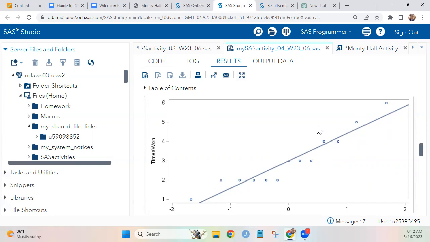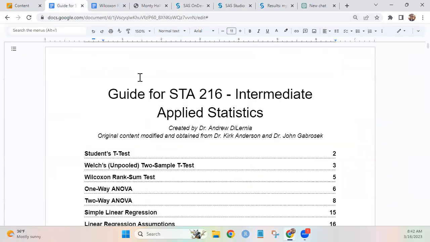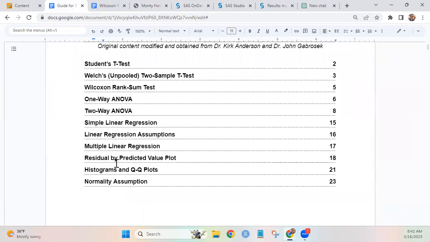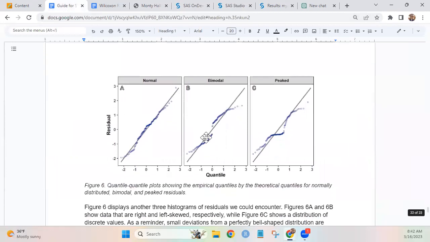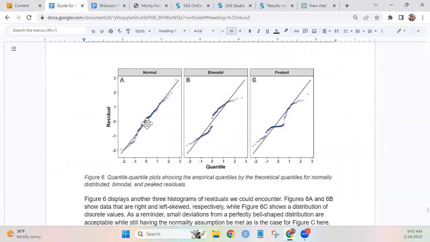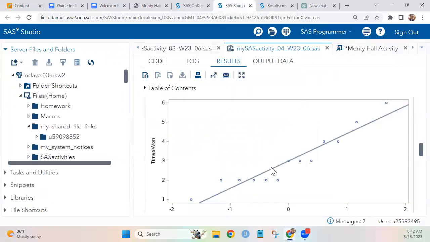There's always some randomness in the points around the line, but as a reminder, in the guide document I give examples of what QQ plots look like when it's truly normal or not. Okay, here's one where it's truly normal. So you get some curviness around that diagonal line. It doesn't have to fall in there perfectly. And that's normal. So that's pretty similar to this case here. It looks pretty good, actually.